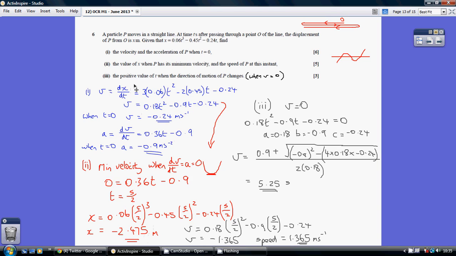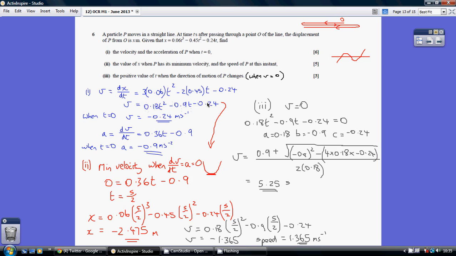Now for part 3, the positive value of t when the direction of motion of p changes. So let's think about this. It's going backwards and forwards. So at the second that it changes direction, that's when it's just momentarily stopped. So we're trying to solve for when v equals 0. Now this is our equation for v.